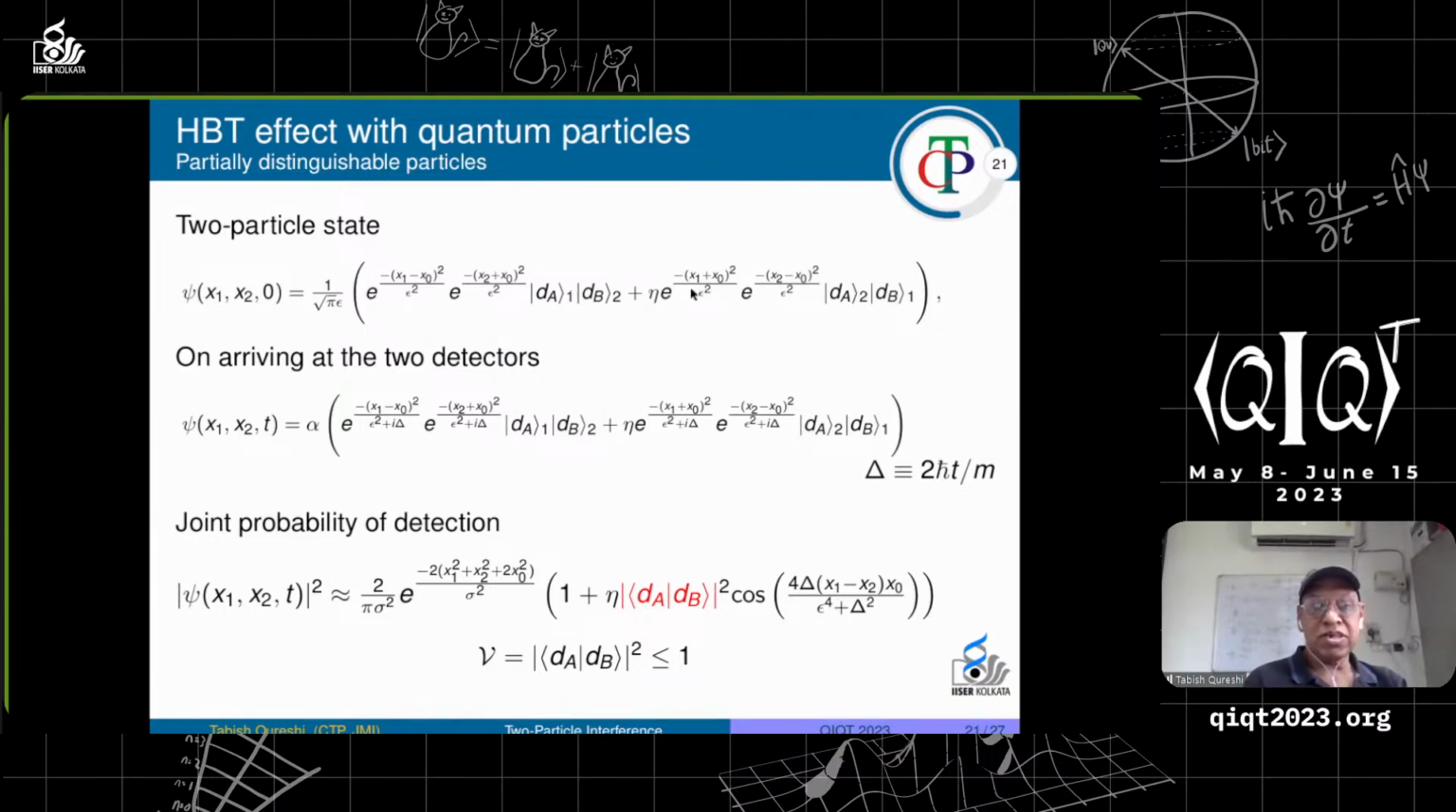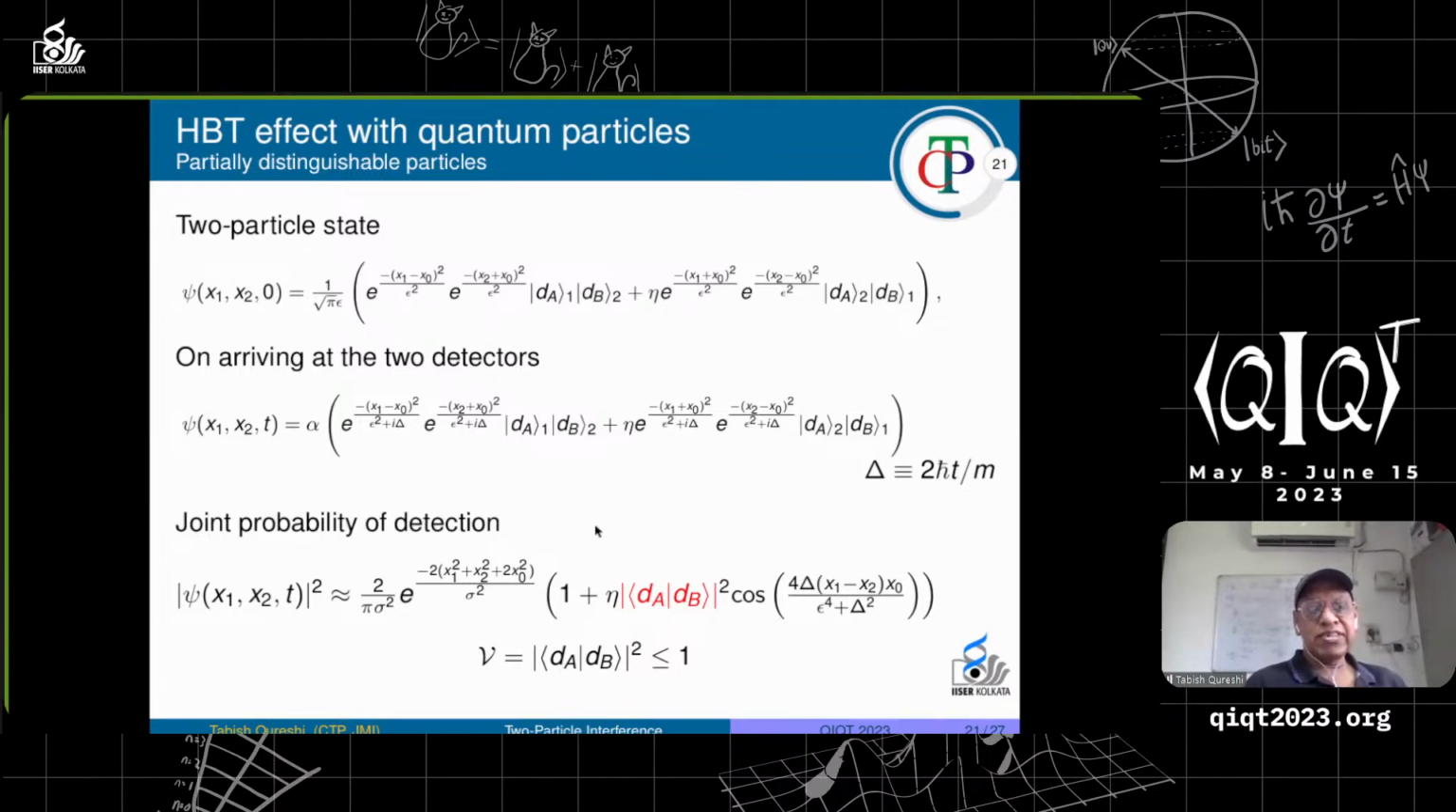Since they are bosons, you have to have a symmetric term again here. On arriving at the two detectors, the probability of finding a particle at x1 and another particle at x2 at a later time. So you see that these were Gaussians, and with time evolution, there will be this term delta. You need not go into the detail, but you just know that time is sitting here in this delta. So time evolution is here. You will again have this Gaussian, but now with these complex bits.